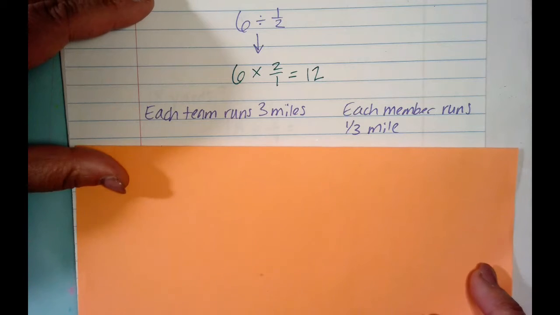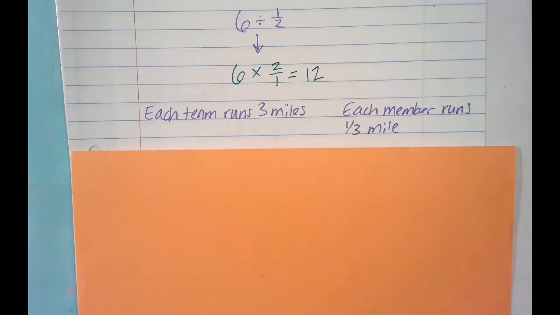So this is the question with the race, and this one probably had the most questions today. Each team is running 3 miles, and each member of the team runs 1/3 of a mile. They wanted to know how many people each team needed in order to finish this race. So my question was, are we going to split up the miles, or are we going to split up the people, I'm sorry, the parts of the mile?